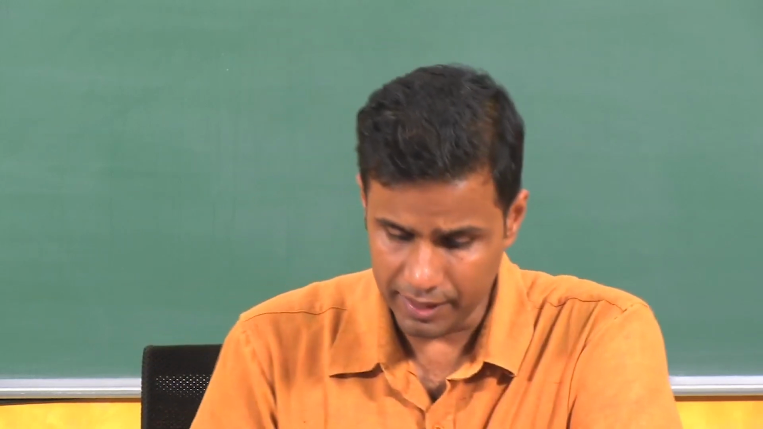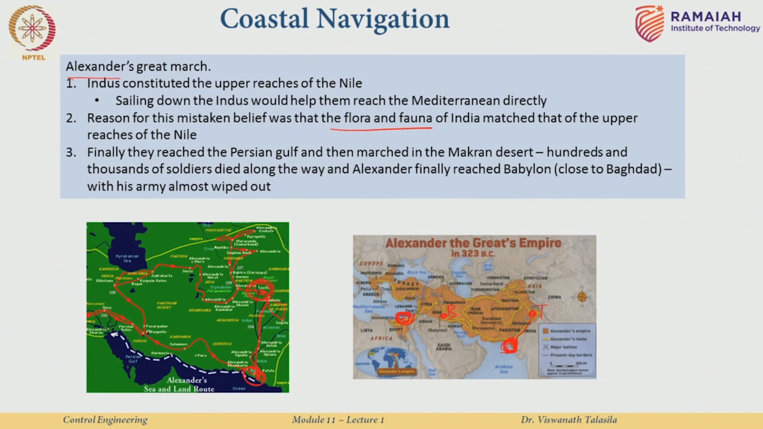So, what Alexander did then, they marched all the way down to this coast, and what do you get? You do not get the Mediterranean Sea over here, right. You get the Arabian Sea when you come over here. Having discovered the mistake, now because this was a completely wrong coastal navigation, they now had to march all the way across the desert, with thousands, maybe lakhs of soldiers dying before they reached Baghdad. So, this was a great story in coastal navigation, which almost ensured that Alexander's army was wiped out, and actually he never recovered from that, and he eventually died.